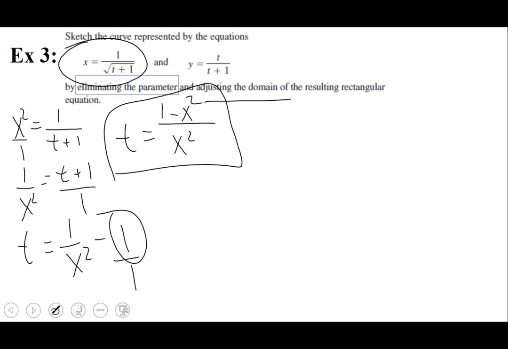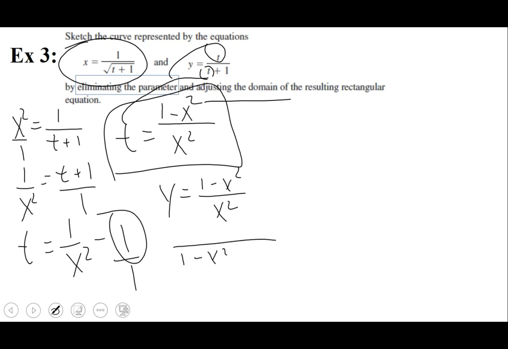Now, the second step is to make a substitution. So you're going to take that t equals and you're going to plug it in for both of these t's in the second equation. So that is going to give you y equals 1 minus x squared over x squared, over 1 minus x squared over x squared plus 1. So now we have a complex fraction.